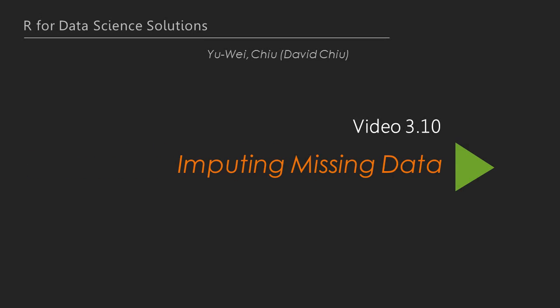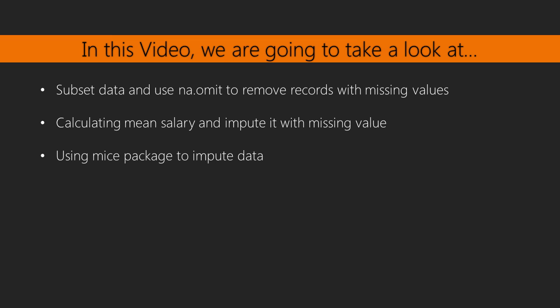In the last video, we looked at detecting missing values. In this video, we'll learn using na.omit to remove records with missing values, calculating mean salary and imputing it for the missing value, and using the mice package to impute data.